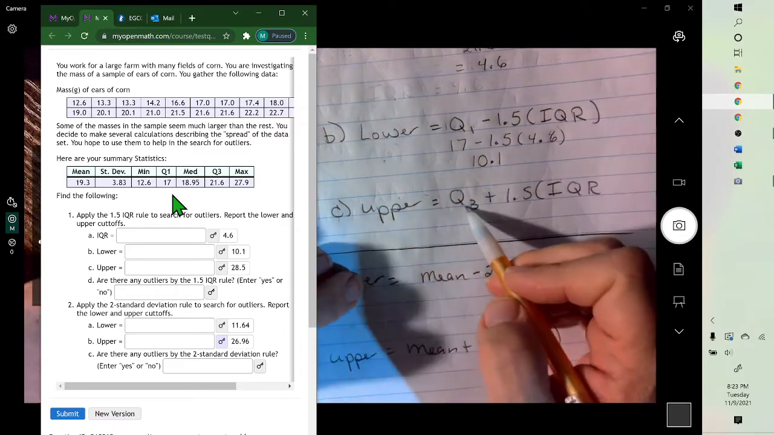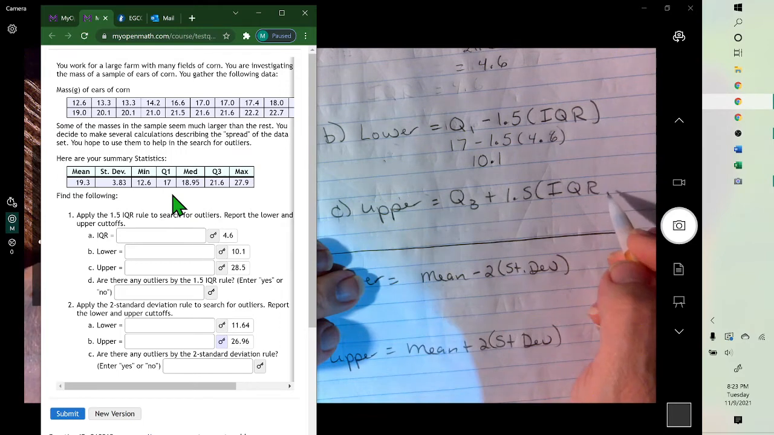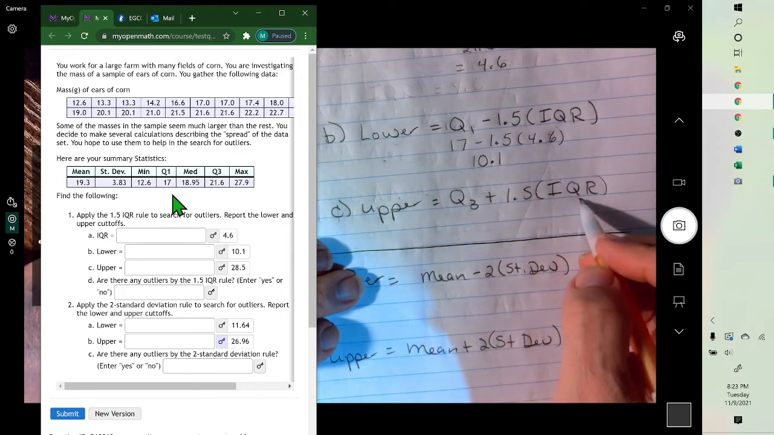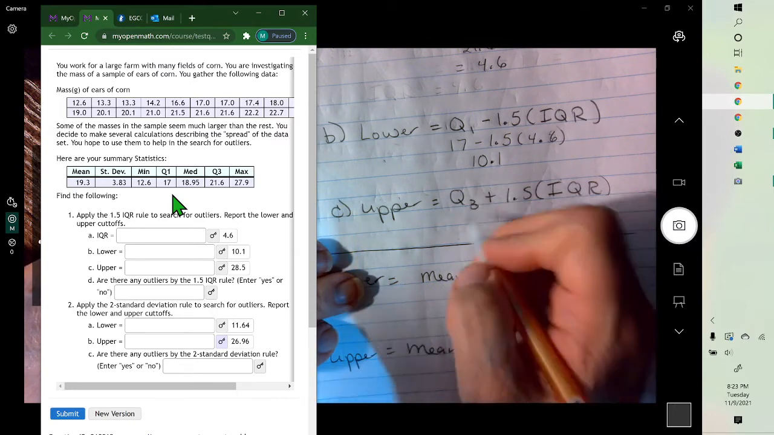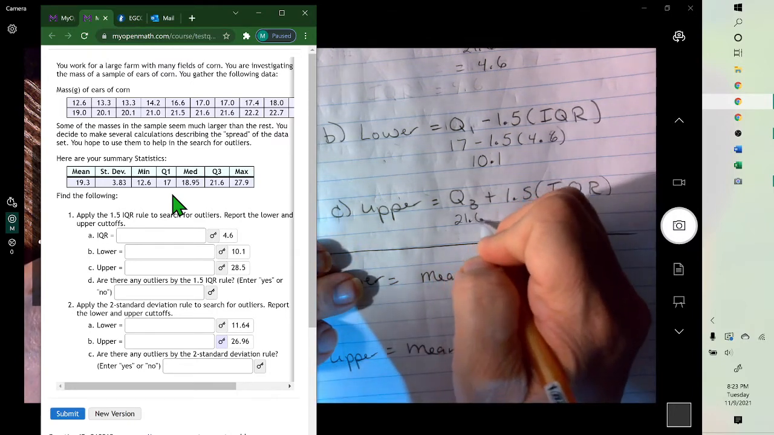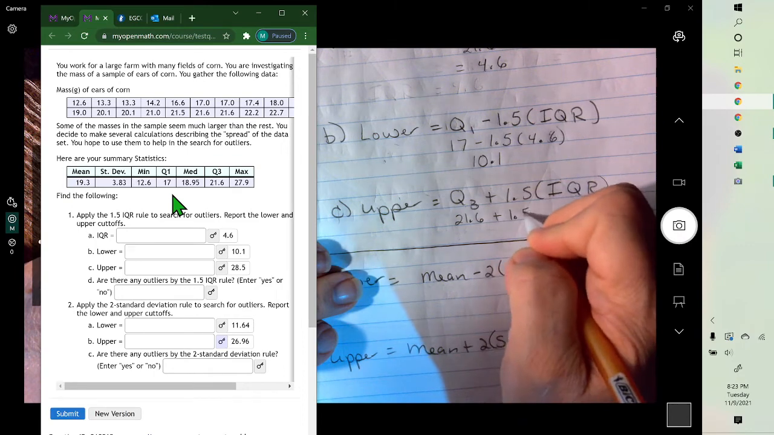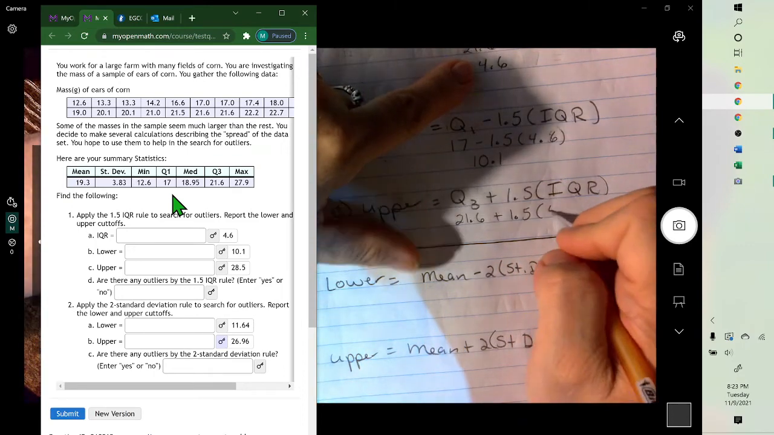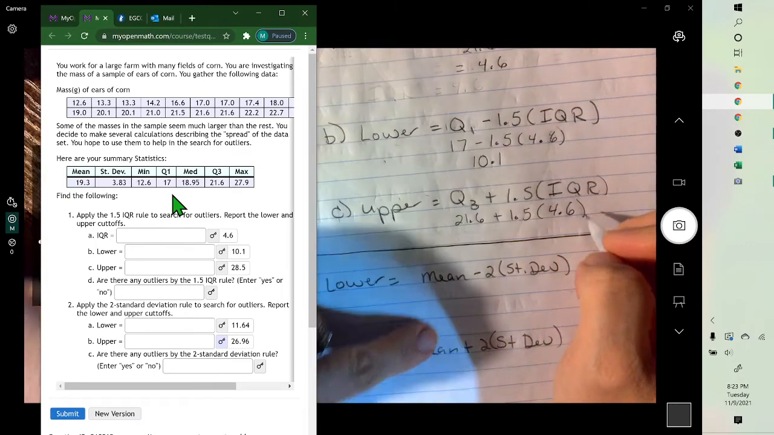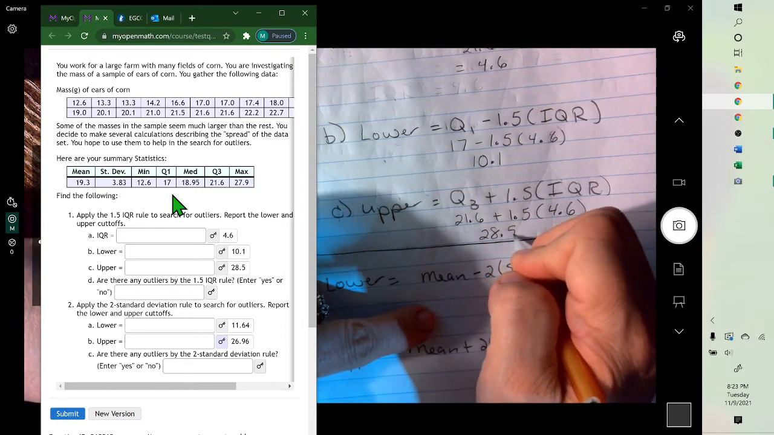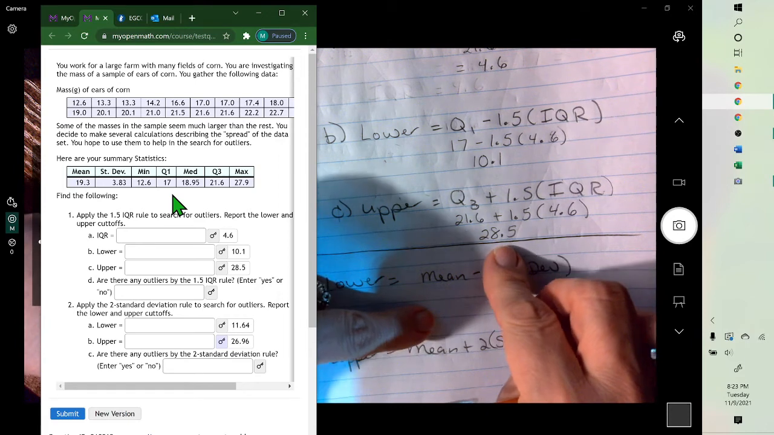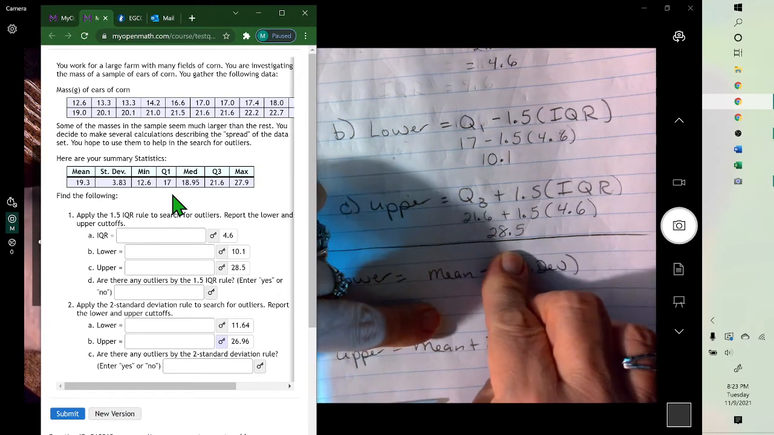Your upper cutoff is your upper quartile plus 1.5 times the interquartile range. Our upper one is 21.6 plus 1.5 times our 4.6, and that gets us 28.5. So anything above 28.5 would be an outlier.